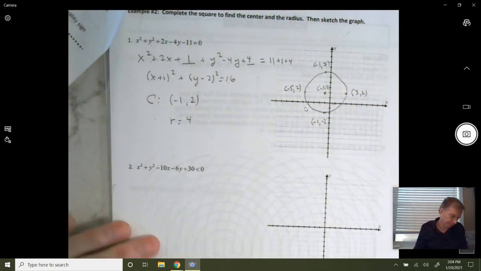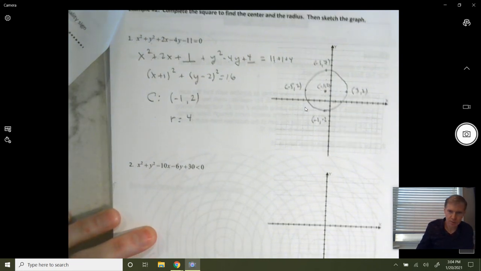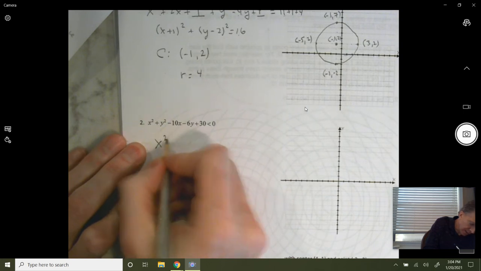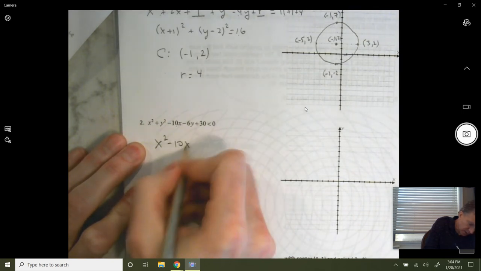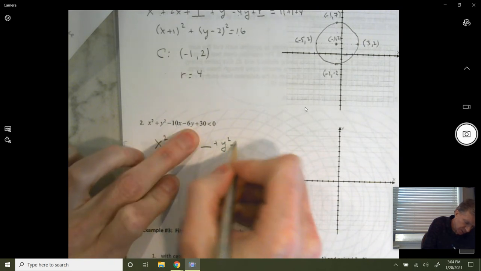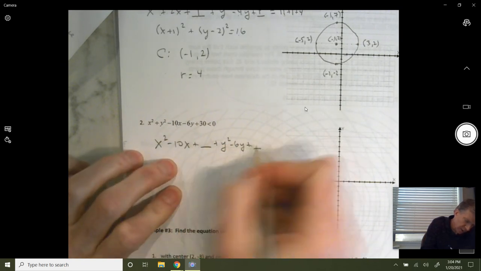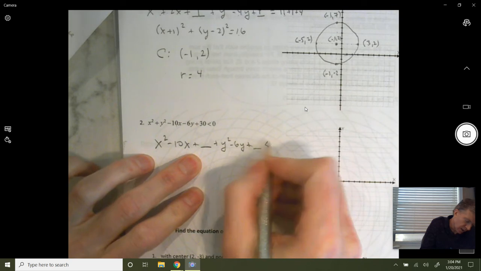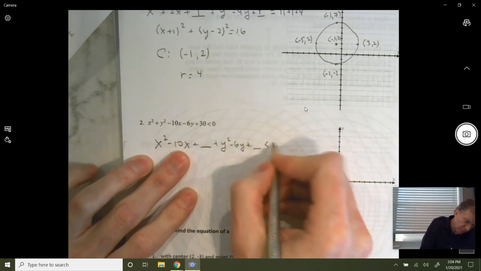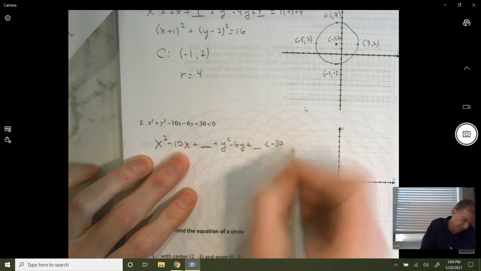Okay. Let's do the next one. We'll just practice one more of those. So x squared minus 10x plus something, and then plus y squared minus 6y plus something is less than... I'm going to move the 30 over to the other side, so subtract 30 from both sides, I get negative 30.